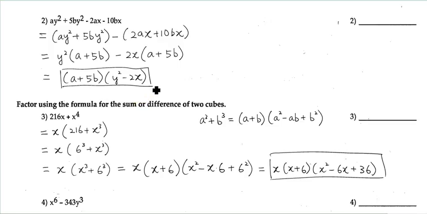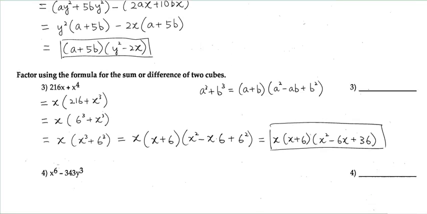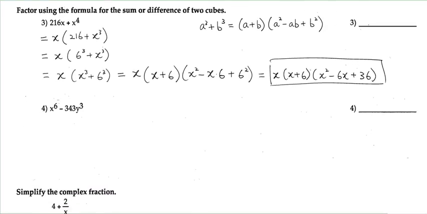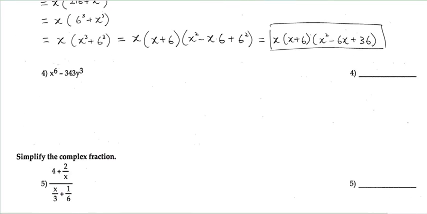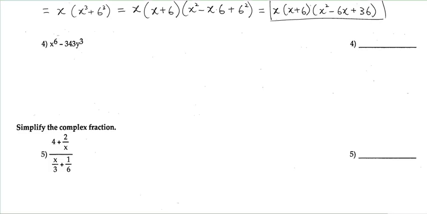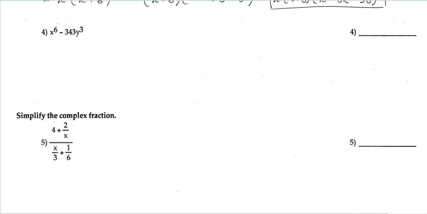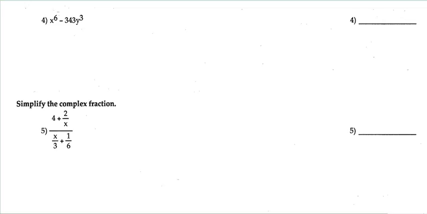Let's take a look at number 4. We have x to the 6 minus 343y cubed. So this time, this is the difference of two terms. If the question did not give us any hints, we would think about what kind of special product formula we have. We have the difference of two perfect squares. X to the 6, we can make it a perfect square. But the second term, we got y cubed. Definitely we cannot make it a perfect square.